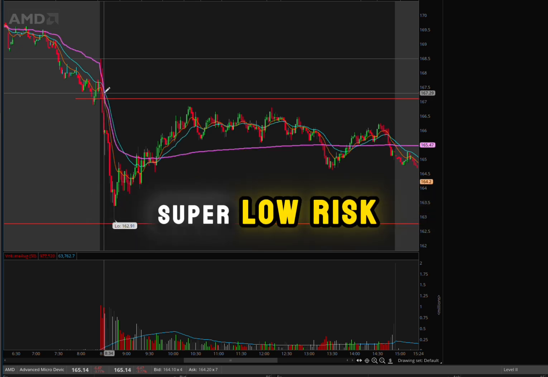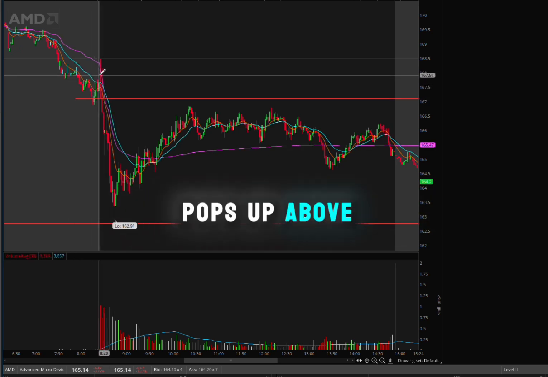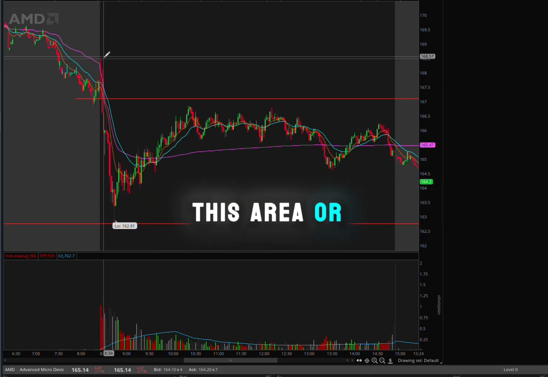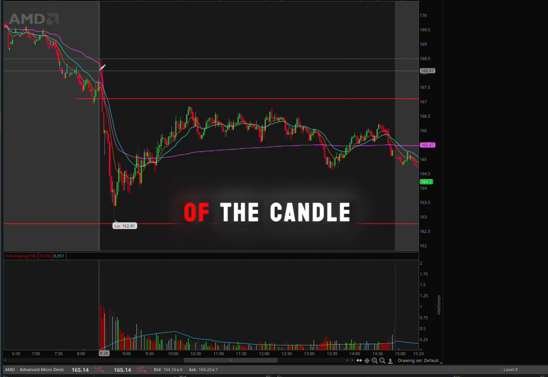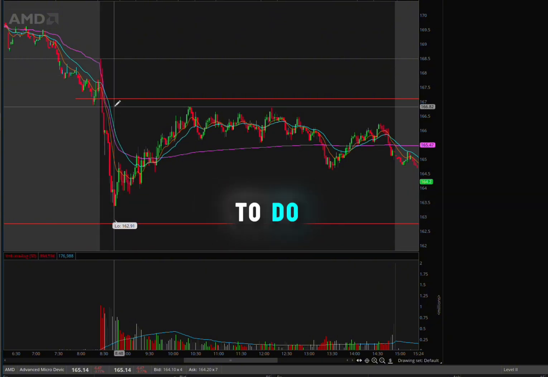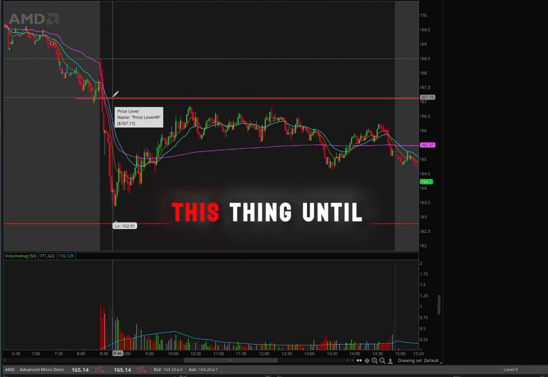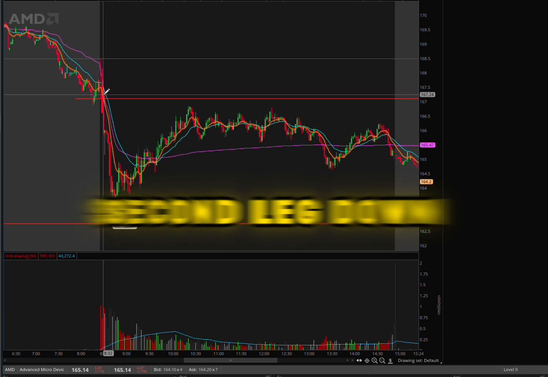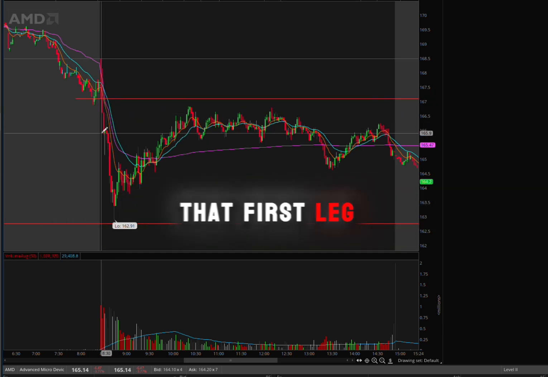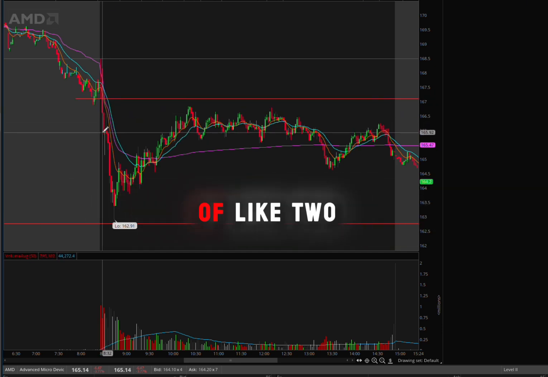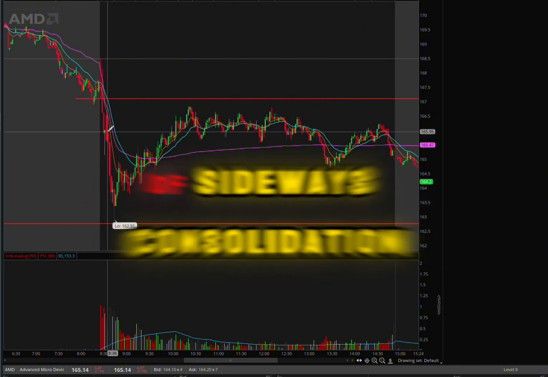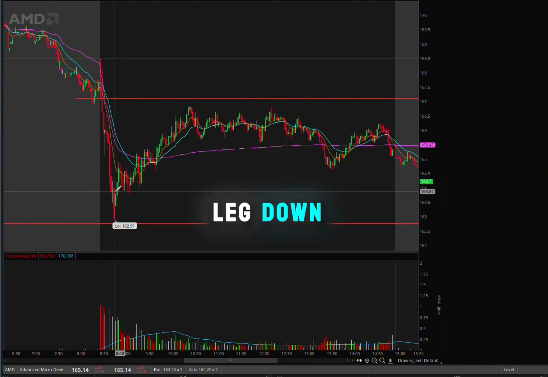Super low risk, because if it pops up above these candles that it wicked, you can make your exit above this area, or above the body of the candle, above the wick, whatever you'd like to do. But we're going to hold this thing until it breaks either the 9 EMA or we get a second leg down. So you see here we have that first leg, that little bit of 2 to 5, maybe 7 minutes of sideways consolidation, and then it makes that second leg down.